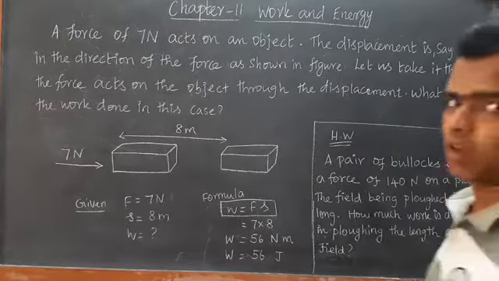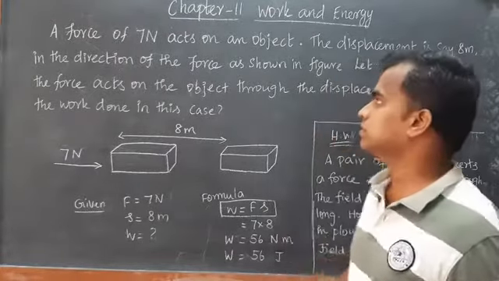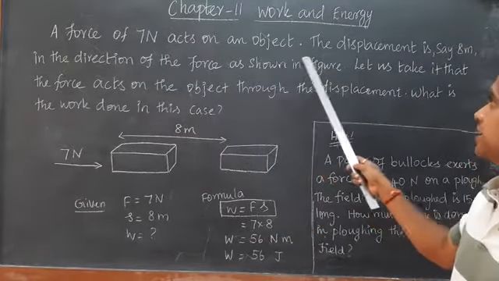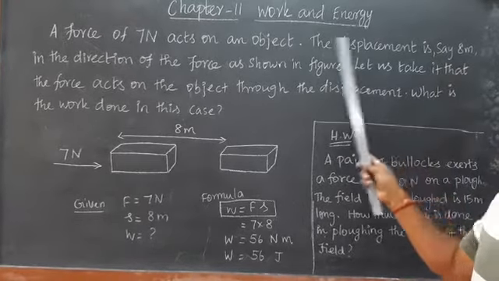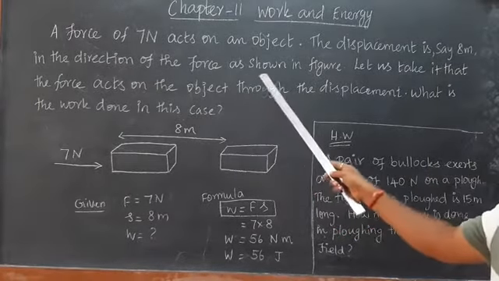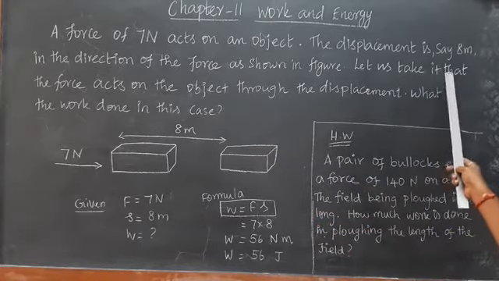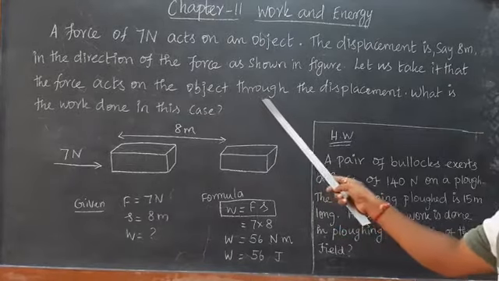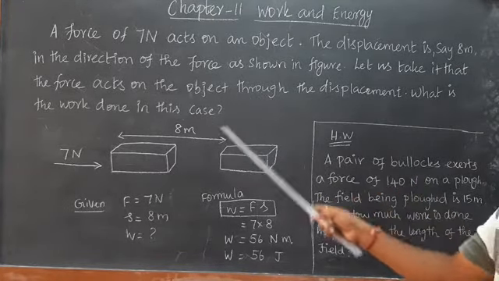Here we are going to solve one problem using the work done formula. The problem is: a force of 7 Newton acts on an object. The displacement is 8 meter in the direction of the force, as shown in the figure. Let us take that the force acts on the object through the displacement. What is the work done in this case?